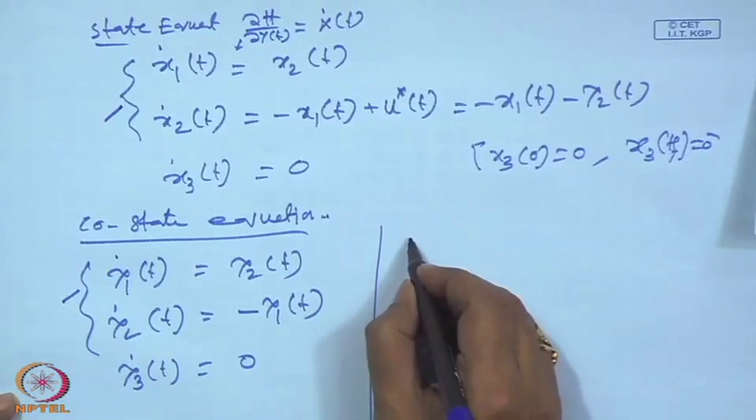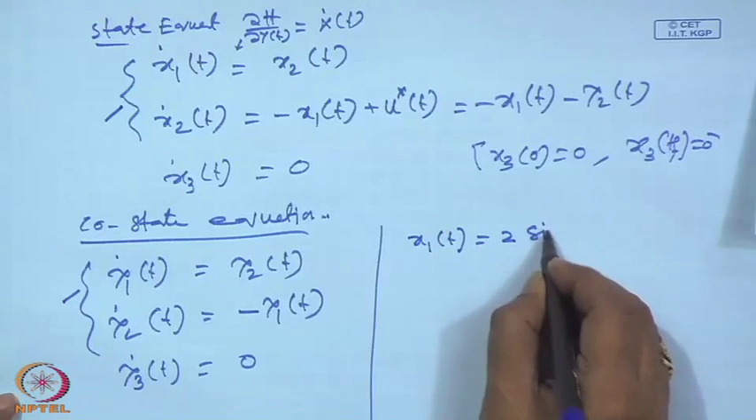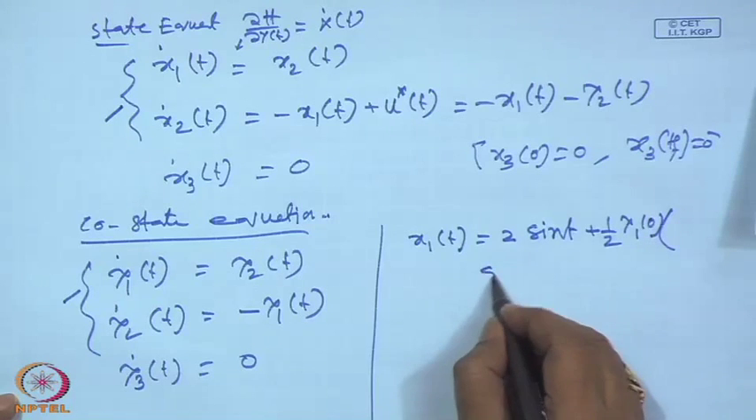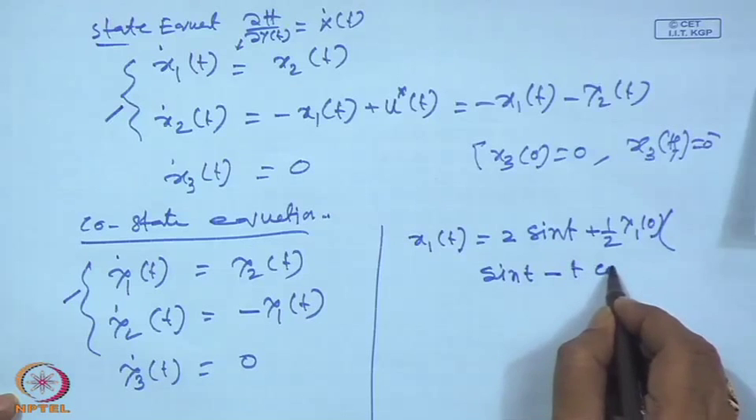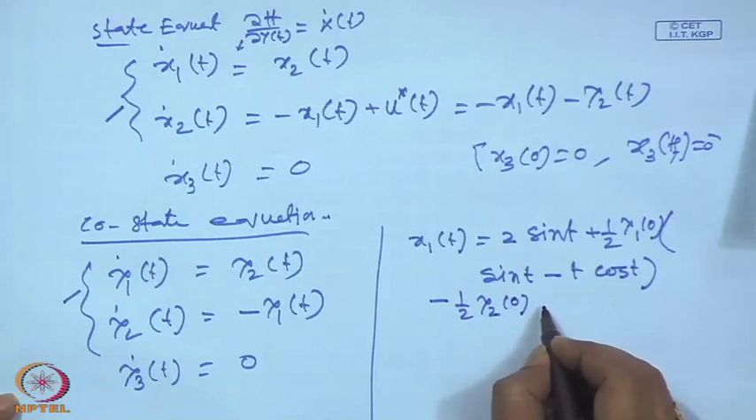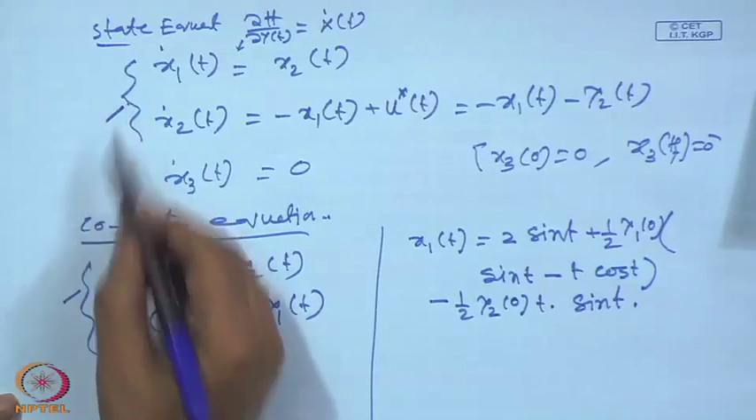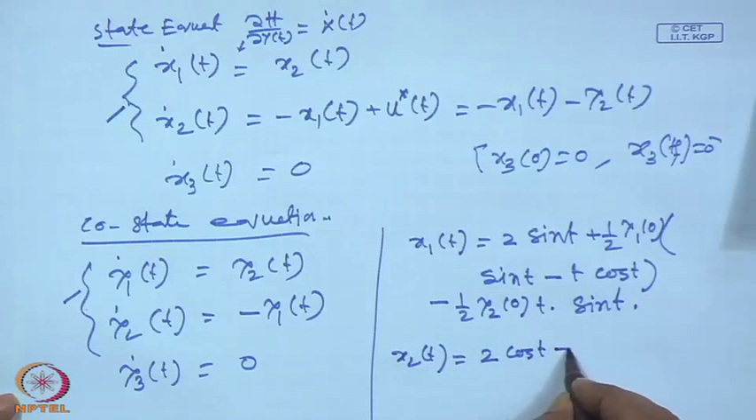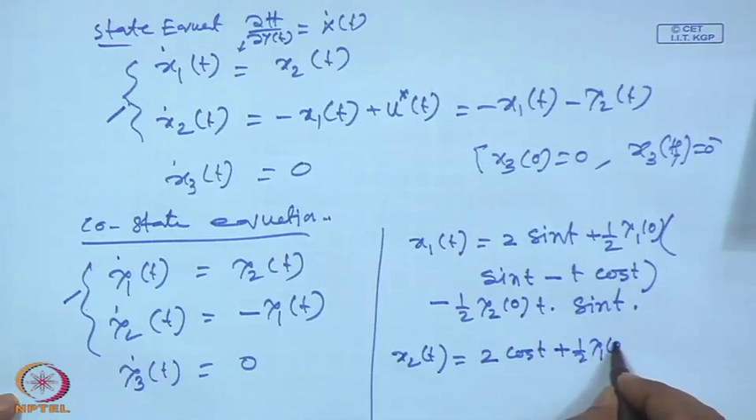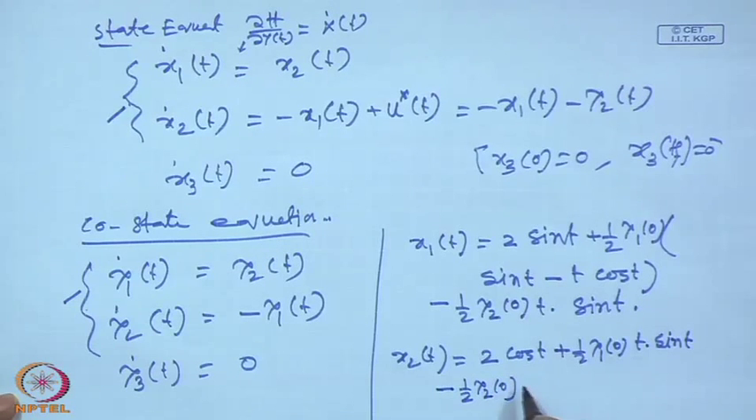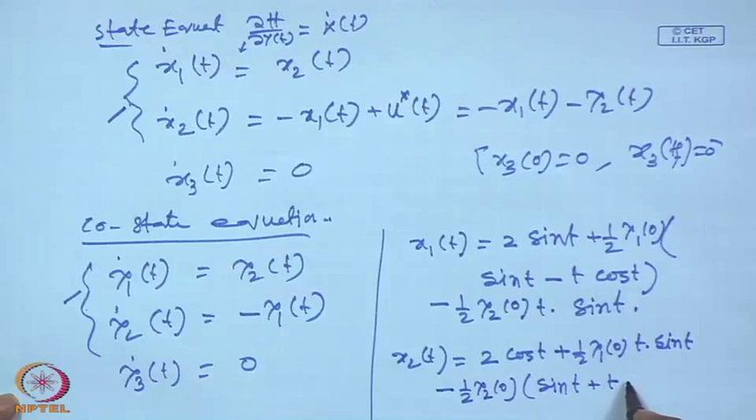our solution is this way: x 1 of t is equal to twice sin t plus half lambda 1 of 0 into sin t minus t cos t, and minus lambda 2 0 t sin t. Solving this, we get x 1 dot and x 2 of t. Similarly, you will get 2 cos t, then half lambda 1 0 t sin t, minus half lambda 2 0 sin t plus t cos t.